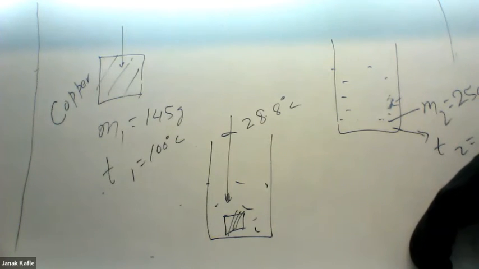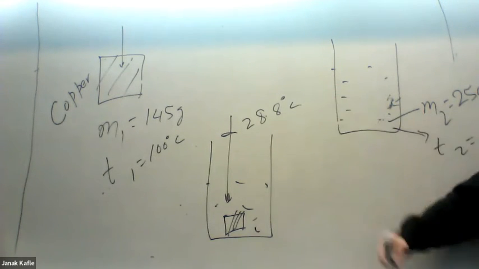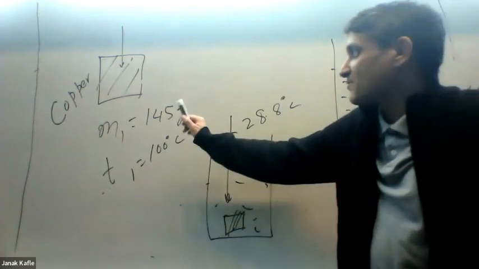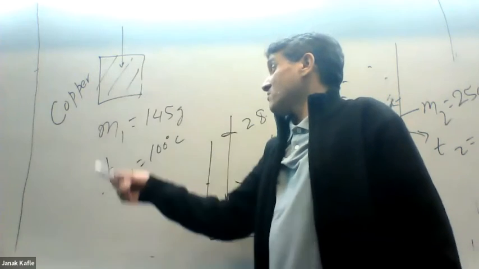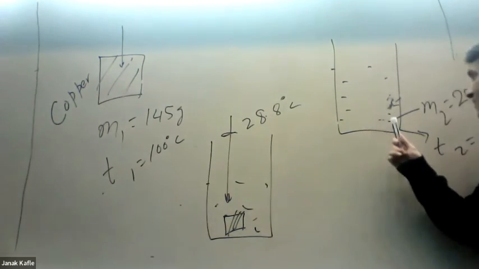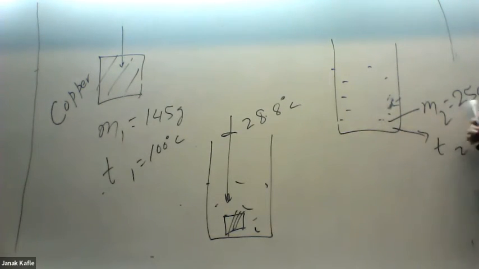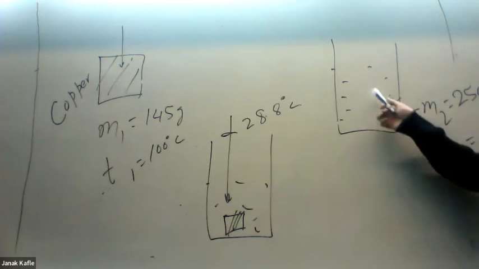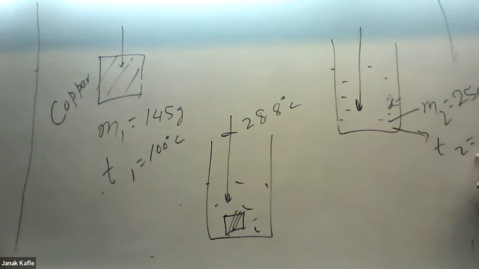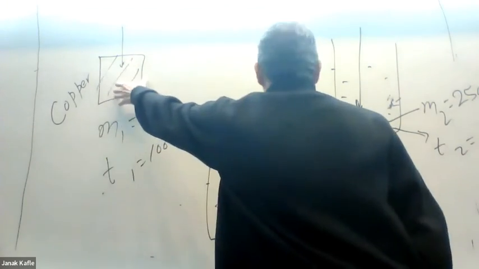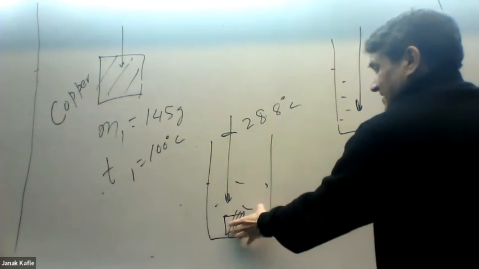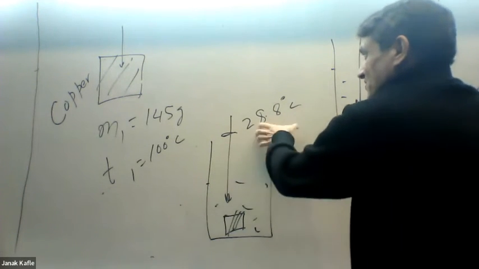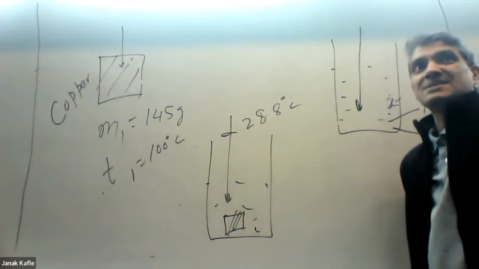Makes sense? So you have a copper piece there. You measure its mass, 145 gram. You measure its temperature with the thermometer, 100 degrees centigrade. Here you have water. You measure its mass, 250 gram, and its temperature with the thermometer, 25 degrees centigrade. Then you take this and throw it here, and it looks like this. You wait for a while, and the temperature rises to 28.8 degrees centigrade. Make sense?